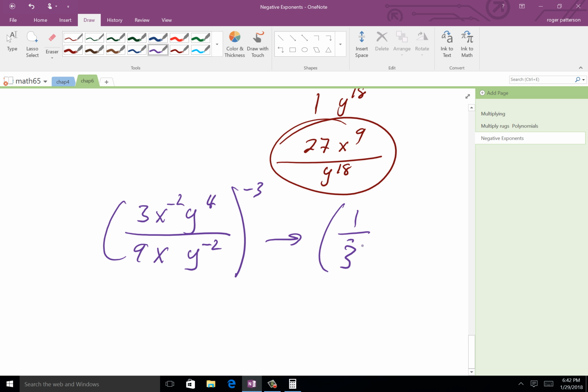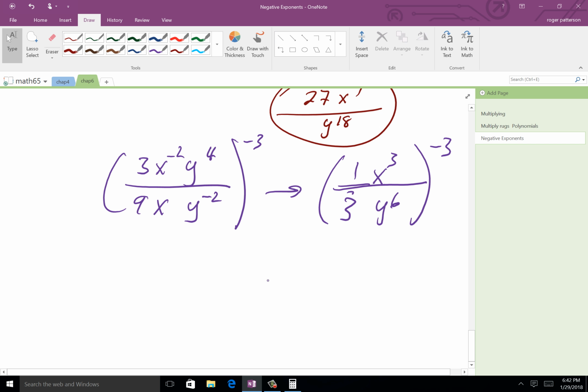There we go. Okay, back in business here. So now this x is going to go up to the top, the x to the 3rd there. This y to the 4th is going to come down here to the bottom. Okay, so all I did is simplify what's inside, right?